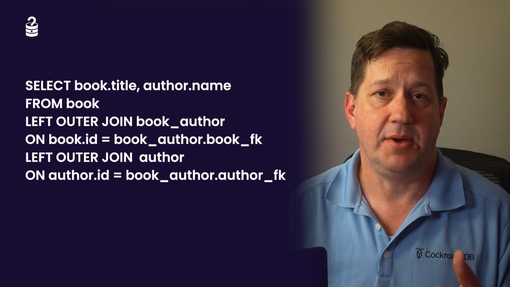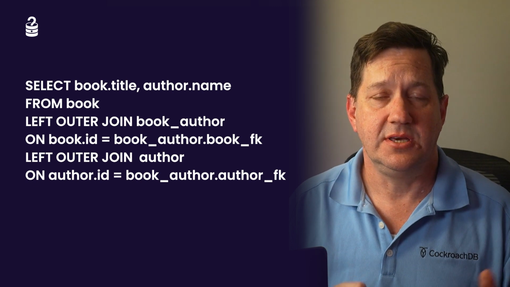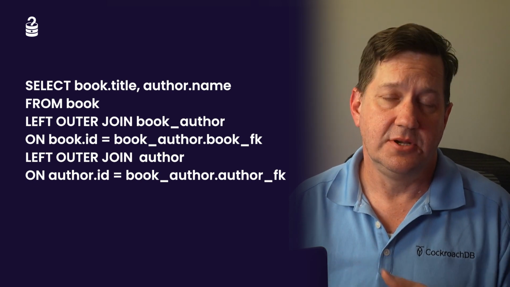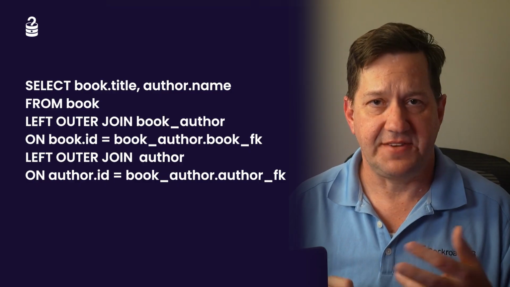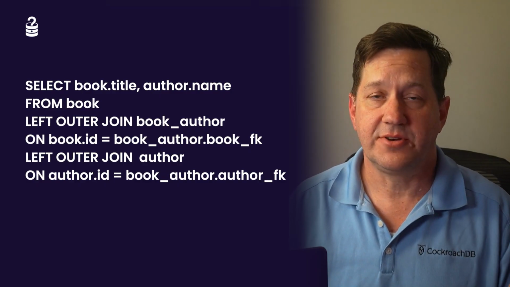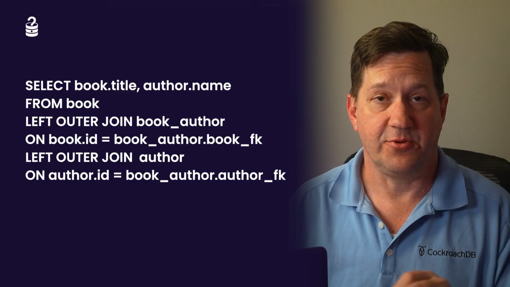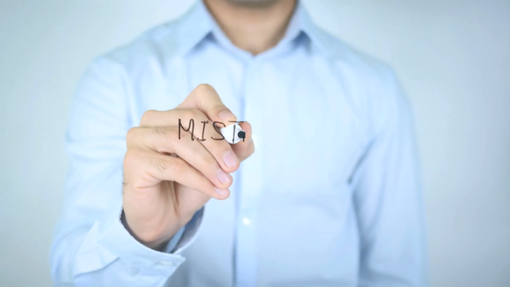Select book.title, author.name from book left outer join book_author on book.id equals book_author.bookfk, left outer join author on author.id equals book_author.authorfk. This is the same as before, but without the author.name where clause applied. Instead, this result set could be handed back to the application, and the application does the filtering. That would still produce the same results, but that would be a huge mistake.